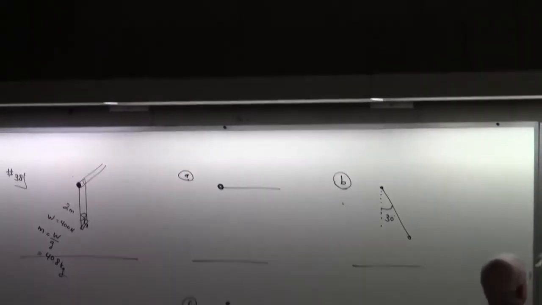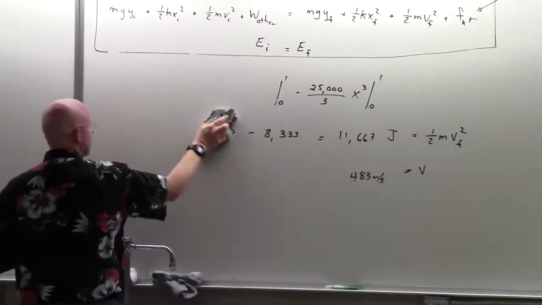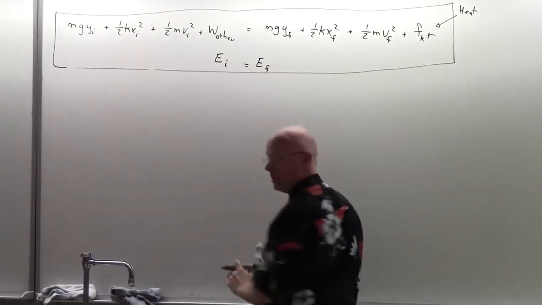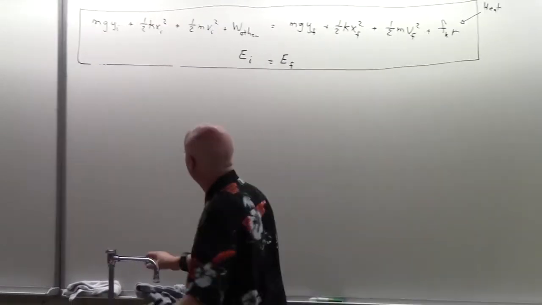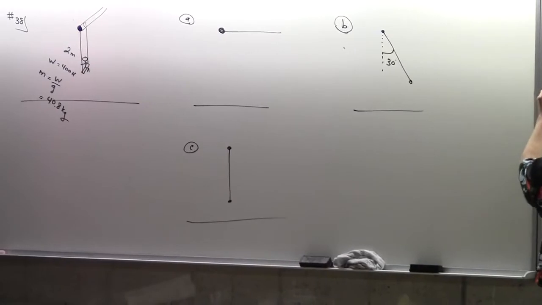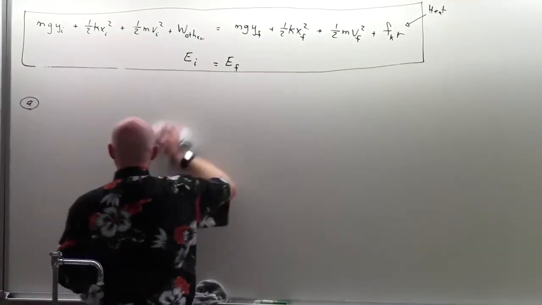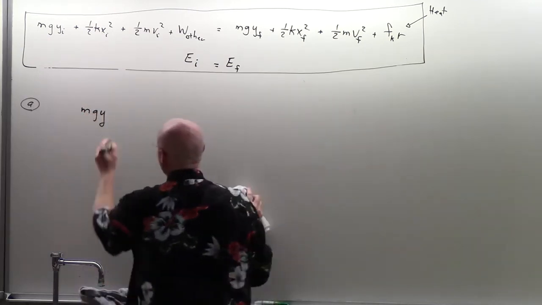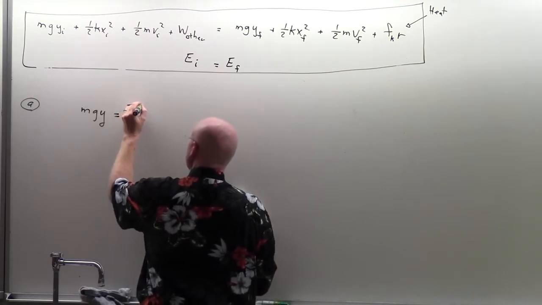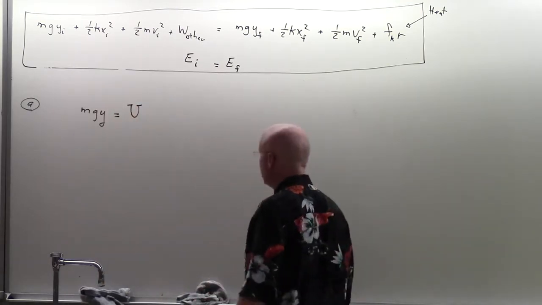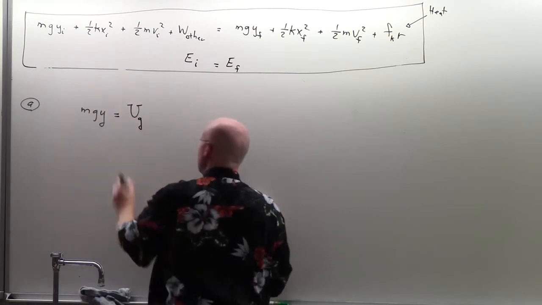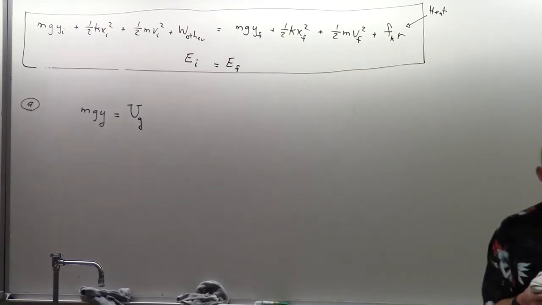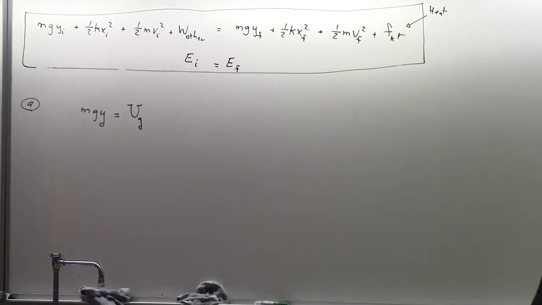Well, I'll start with the question they asked. They said, what is the gravitational potential energy? Now, which of these terms is gravitational potential energy? Yeah, the mgy. Okay, so let's do A first. What they're really saying is find mgy. And I haven't been really using a symbol. If you look in your book, your author will use the symbol U sub G, the U for the potential energy, and then the G because this is the gravitational potential energy.